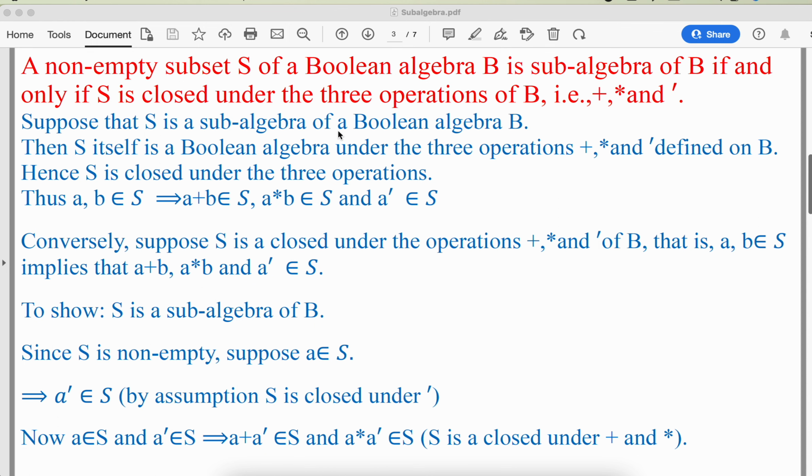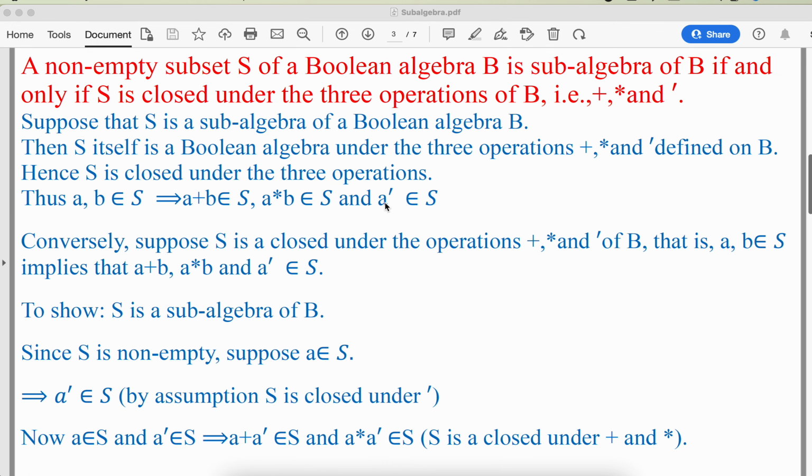Suppose S is a subalgebra of a Boolean algebra B. Then by definition S itself is a Boolean algebra under the three operations addition, multiplication and complementation which are defined on B. It means S is closed under the three operations. Suppose A and B belong to S, then A plus B belongs to S, A into B belongs to S and A dash belongs to S. It means S is closed with respect to addition, multiplication and complementation. So this is the first part of the theorem.